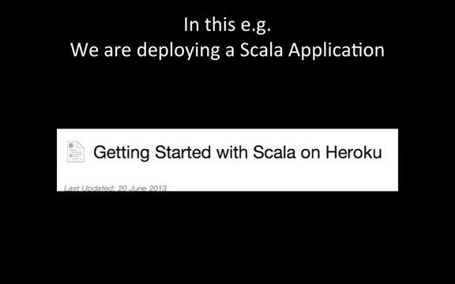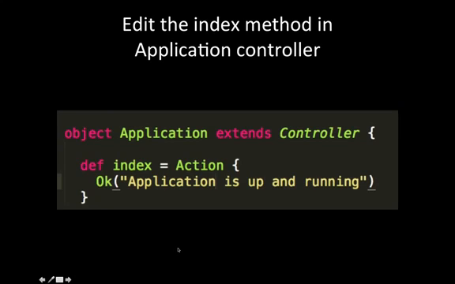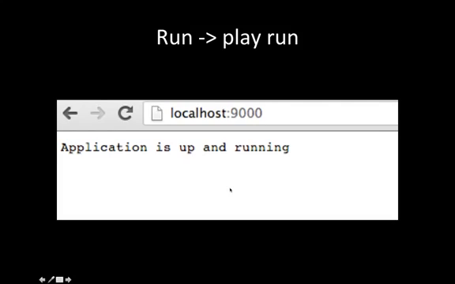Alright, so in this case, our jQuery mobile app, I'm going to have a Scala app as the backend. So I'm just going to use Scala as the backend for this. So I'm going to choose the Getting Started with Scala on Heroku document. It's a pretty good doc that you can take a look. So I'm going to create a new play app. I'm just going to say play new, my app name. I'm going to name it YouTube app. Once I create the app, I can change the index action in the application controller to some text. And I can test that my app is running by using play run.